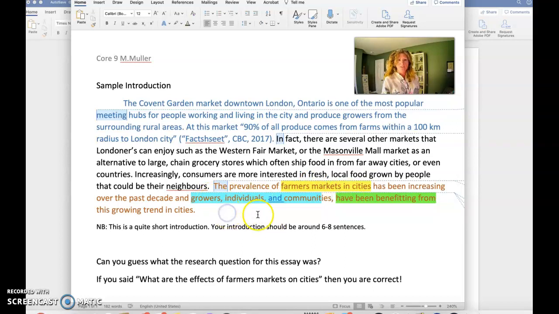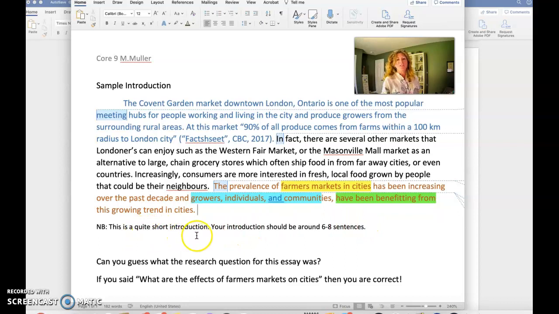We went over this, how to write a thesis sentence, so I'm not going to delve too much into it, but what I'd like to ask you right now is, what is the first paragraph going to be about? Okay, if you said it's going to be about how growers, the effect on growers of farmers markets in cities, you're correct, okay?